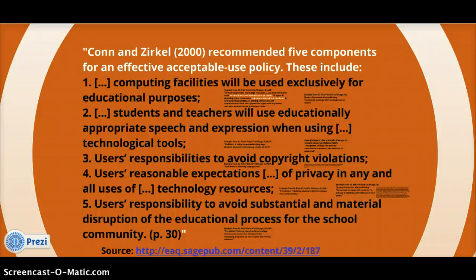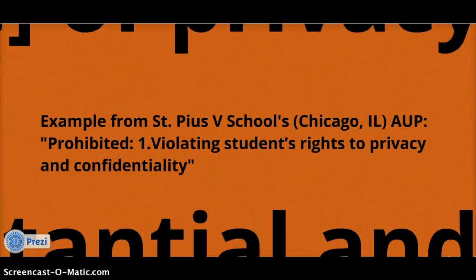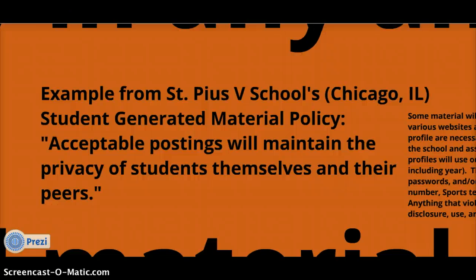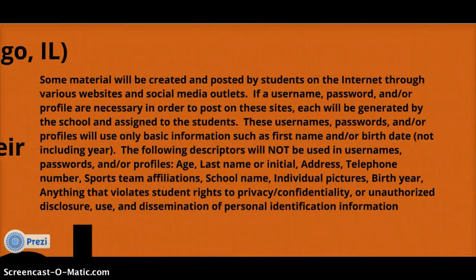Number 4, for privacy, that we ensure the privacy of the students. So one thing is for staff especially, not to violate students' rights to privacy and confidentiality. And we do this in the student-generated material policy in 2 ways. We say that the student shouldn't post information about themselves or their peers that's private. And then we go into more detail about how we use social media and make usernames and passwords that only use information that is not as private, such as first names and birth dates, but not the years. Nothing that would give away age or their telephone number or any information that could be tracked back to them.